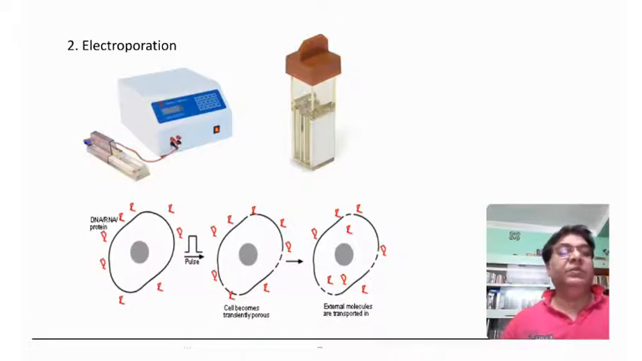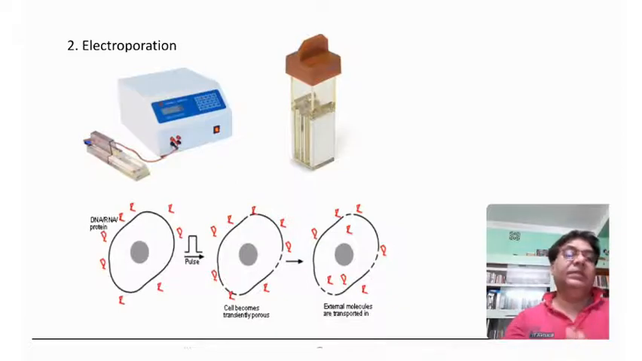It also allows your RNA and proteins, whatever you put in the outer environment, the outer milieu, to be taken in. So usually a 450 capacitance and 150 volt is good enough. This is a picture of the cuvette that is used.